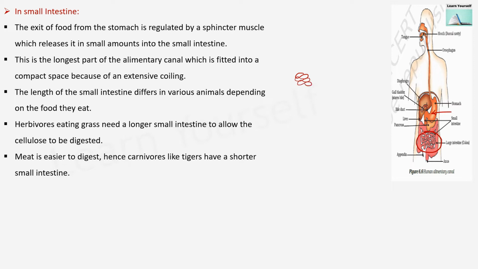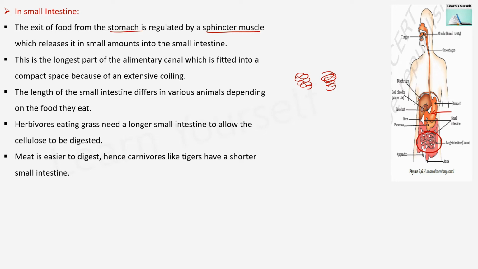This is a coiling, or this is also a coiling. So because of its coiling, the long organ has been fitted into a small space. The exit of food from the stomach is regulated by a sphincter muscle which releases it in small amounts into the small intestine. Now what is a sphincter muscle? Sphincter muscle is a muscle which will send food part by part to the small intestine.